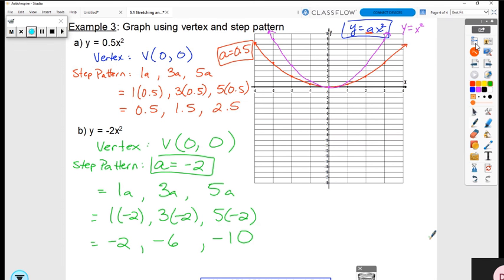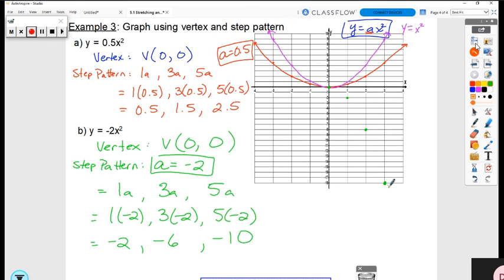So we're starting again at 0, 0. We're going to go over 1, down 2. Oh, from this point, that's the key. From this point, over 1, down 6. 1, 2, 3, 4, 5, 6. From this point, over 1, down 10. 1, 2, 3, 4, 5, 6, 7, 8, 9, 10. That's one whole arm done.